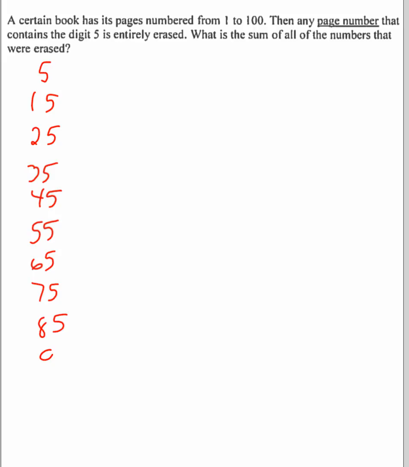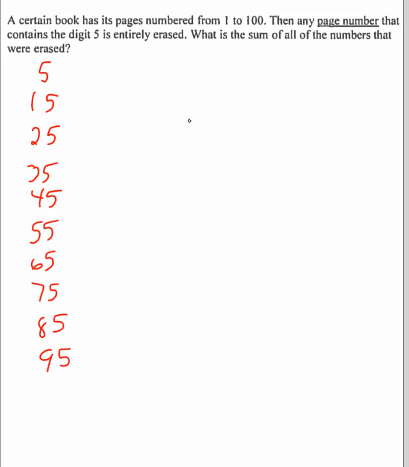So this one was also kind of an interesting one. And again, I don't know if you were maybe thrown off by some of the language. Again, sum means to add. So we know that page numbers with 5 are erased. So that means we're erasing 5, 15, 25, 35, 45, 55, 65, 75, 85, and 95.